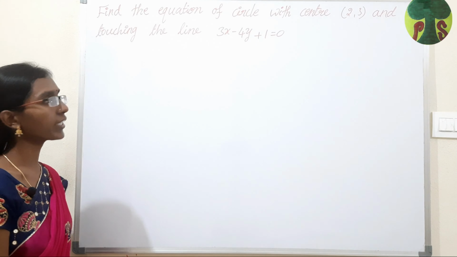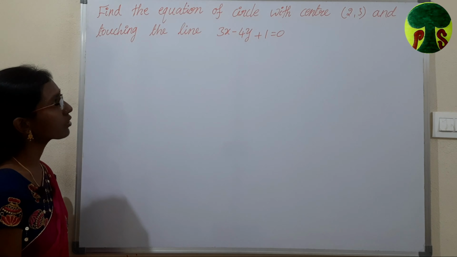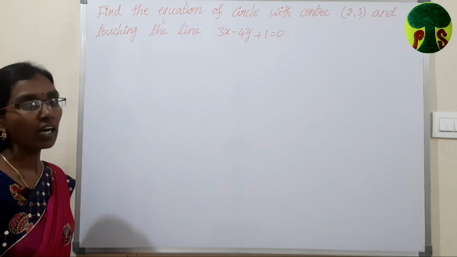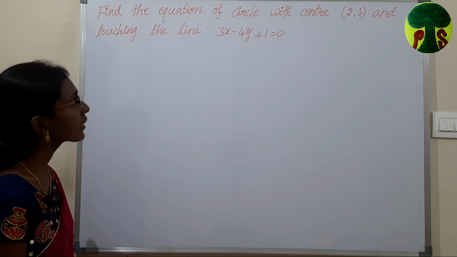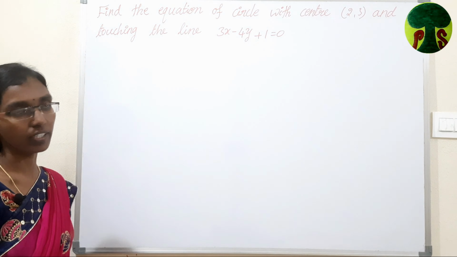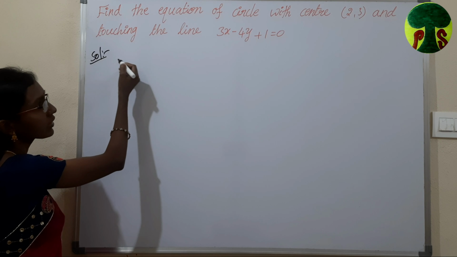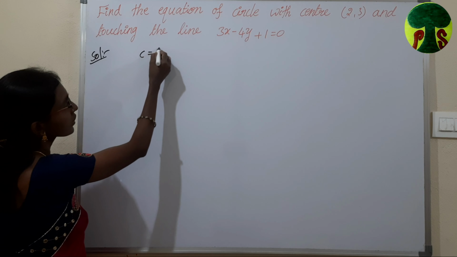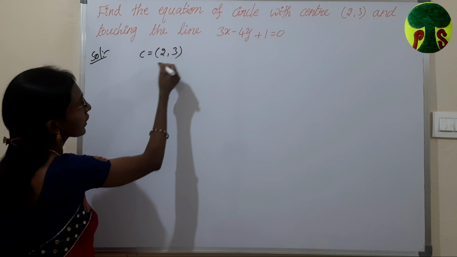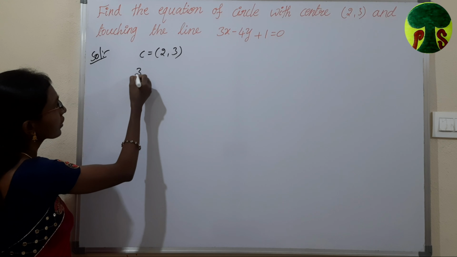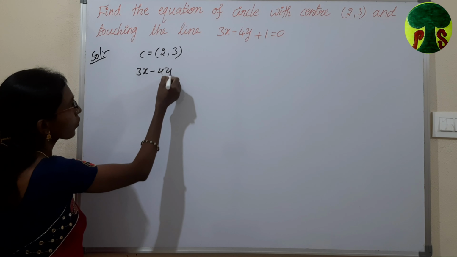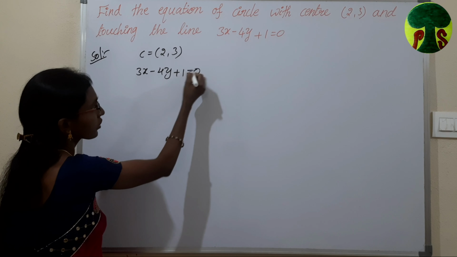The first question is on the board. Find the equation of the circle with center (2, 3) and touching the line 3x minus 4y plus 1 equals 0. Let us find the solution. Given that the center of the circle is (2, 3) and the equation of the line is 3x minus 4y plus 1 equals 0.